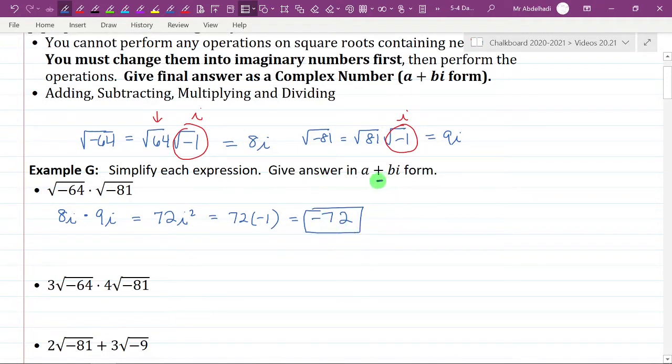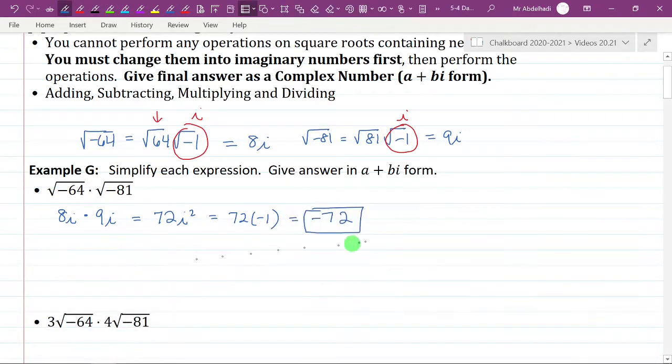If you notice up here, it says give your answer in a plus bi form. What is a plus bi form? We talked about this briefly in the lesson yesterday. If you have a real number, like 3, and you add it to an imaginary number, like 8i, when you add them or subtract them, this is called a complex number. And a complex number should be written in the form a plus bi, which is the form that we have here.